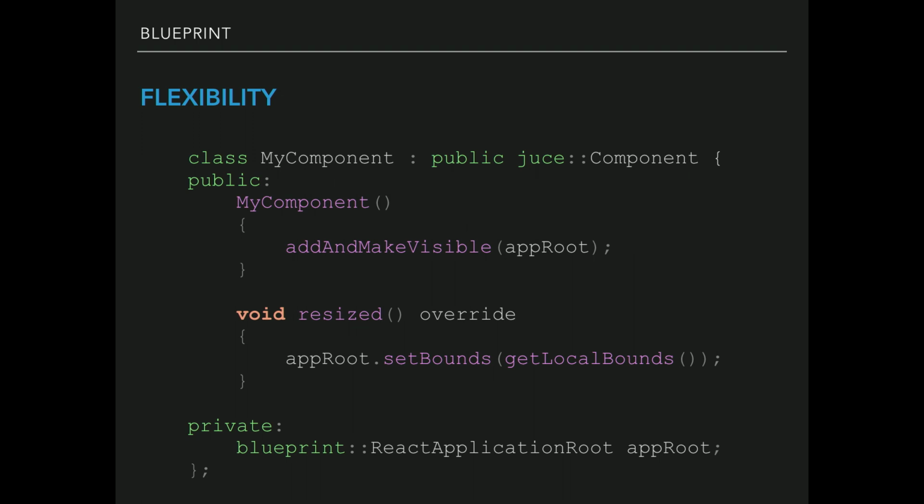So what I'm showing here in this slide is how to mount React into your application. We have this Blueprint React application root, and this is the entry point into using Blueprint. This is both where React will take over and where we'll actually run the JavaScript. And this thing is just a JUCE component, so you can use it just like a JUCE slider or whatever you want, which means all you have to do is make it, add and make visible, set bounds, and then React will just take over wherever we started there.